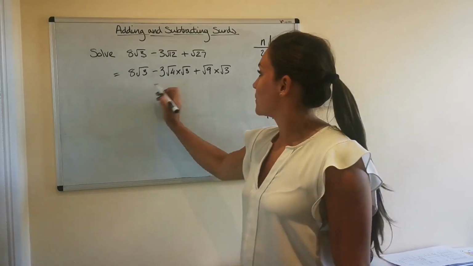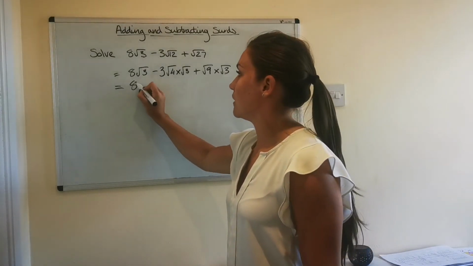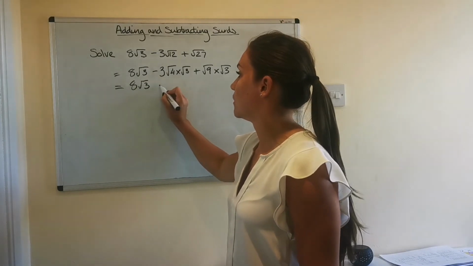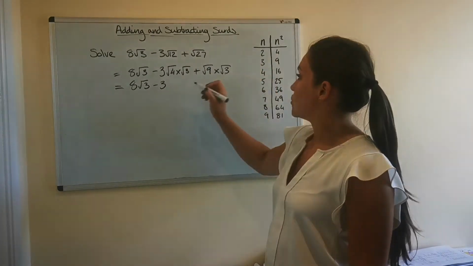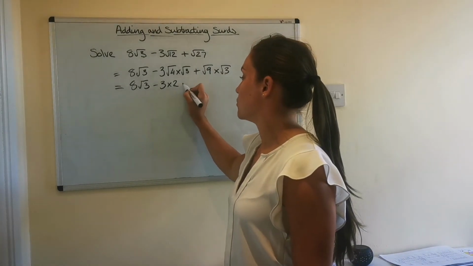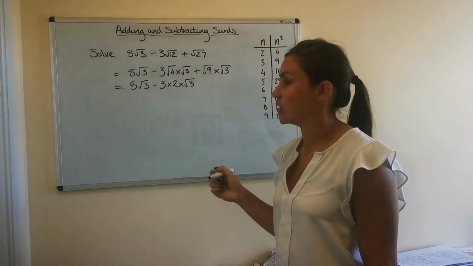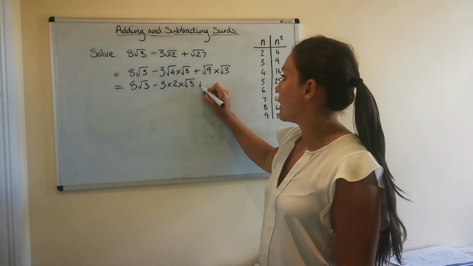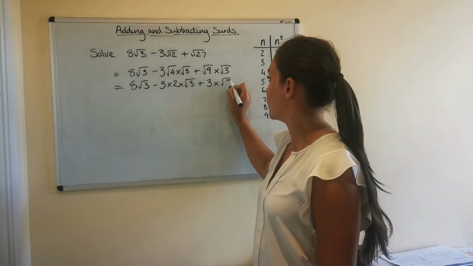Okay, so now we're going to simplify the surds that we've split up. So that 8 root 3 hasn't changed. Then that big 3 is still the same. The square root of 4 is 2, so that becomes times 2. And the square root of 3 isn't a whole number, so you can't simplify that. And then the square root of 9 is 3, so that becomes 3 times root 3.